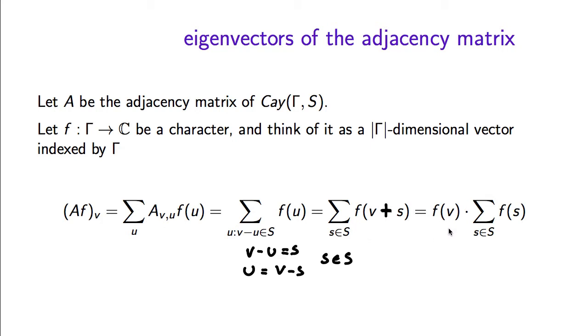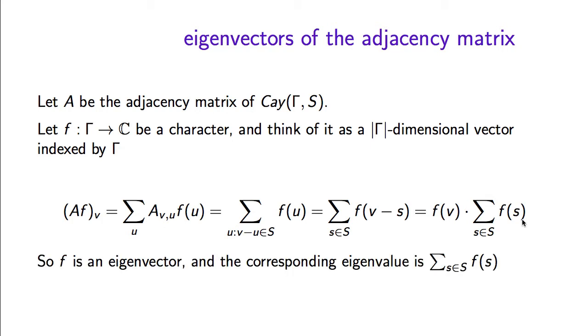Now we can apply the definition of characters and pull f of v outside. So now the vth entry of the vector A times f is the same as the vth entry of the vector f times this number. So this means that f is an eigenvector of the matrix A, and that this number is the corresponding eigenvalue. Now A is a gamma by gamma matrix. Each character is an eigenvector.